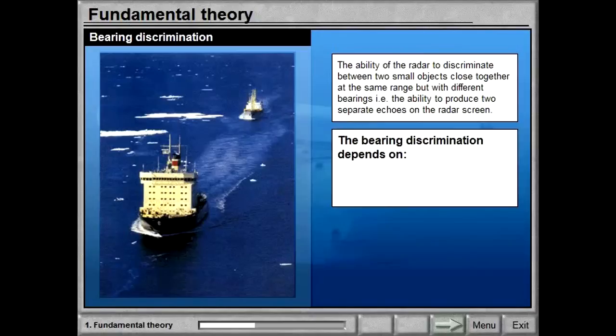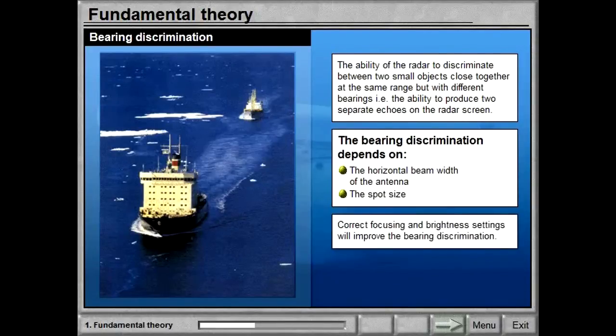The bearing discrimination depends on the horizontal beam width of the antenna, the spot size. Correct focusing and brightness settings will improve the bearing discrimination.